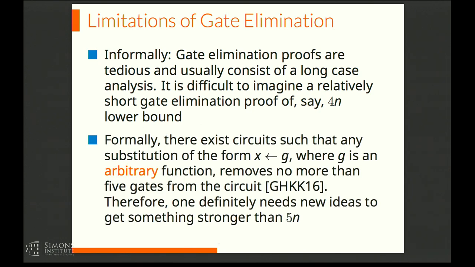There is also a formal explanation. When proving a lower bound using gate elimination, you basically show that for any circuit you may find a good substitution. And recently we were able to construct circuits for which no substitution of the form X replaced by any function of any other variables can remove more than 5 gates from this circuit. So definitely if we would like to prove a stronger than 5n lower bound, it is not enough to construct some fancy new disperser, for example. We need some new ideas. We need to extend the gate elimination method somehow.